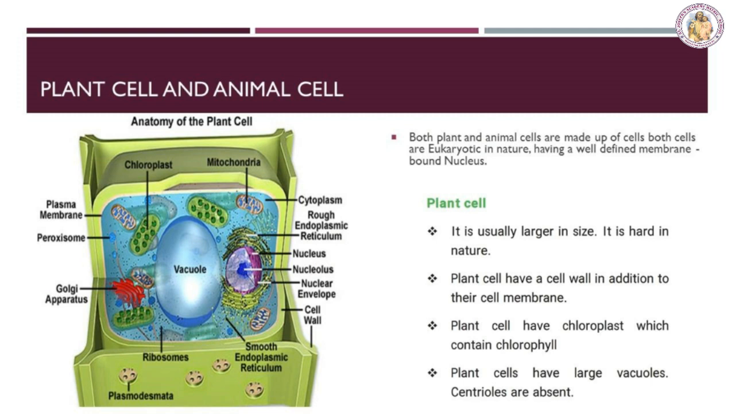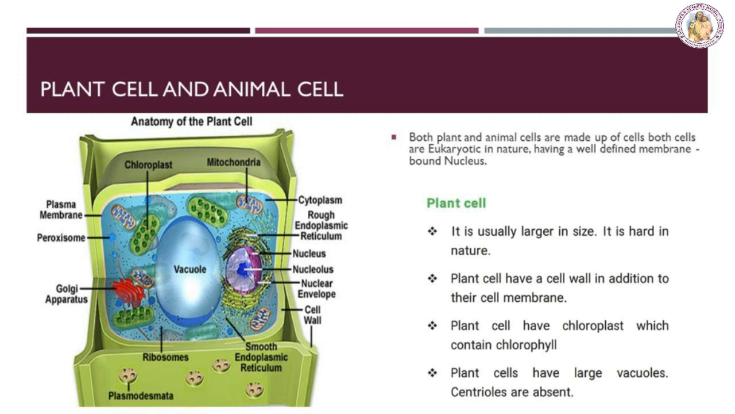Plant cell and animal cell. Both plant and animal are made up of cells. Both cells are eukaryotic in nature, having a well-defined membrane-bound nucleus. First, we are going to see the plant cell. It is usually larger in size. It is hard in nature. Plant cells have a cell wall in addition to the cell membrane, which gives rigidity to the cell. Plant cells have chloroplast which contains chlorophyll, which is helpful in synthesizing the food. Plant cells have large vacuoles and the centrioles are absent.